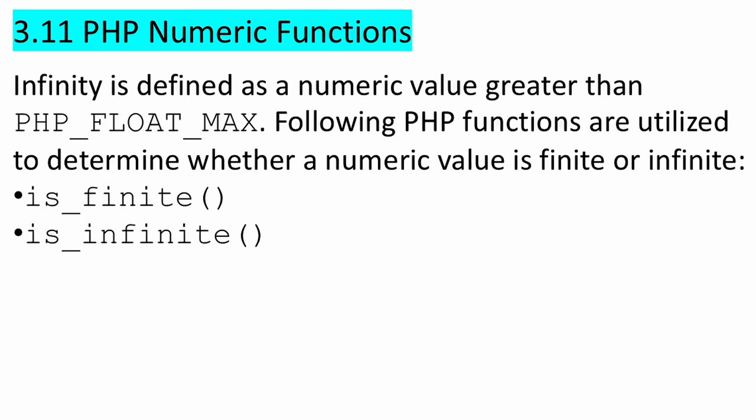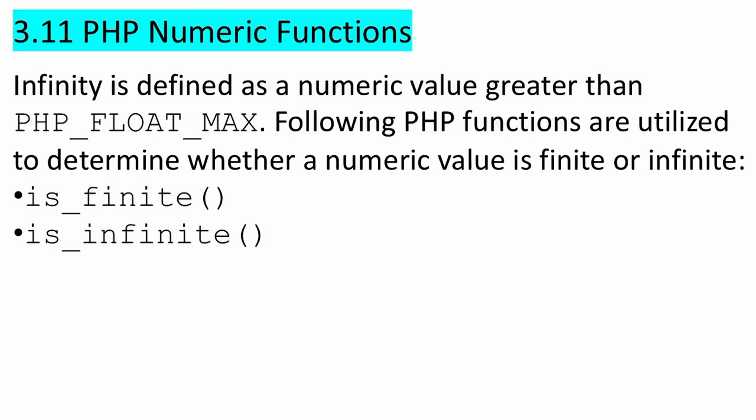In PHP, numbers can have special properties, especially when they grow beyond the limits of normal numerical values. Infinity is one such concept. It refers to a number that is greater than the maximum possible floating point value in PHP, which is defined as PHP_FLOAT_MAX. So, whenever a numeric value exceeds this limit, PHP treats it as infinity. To check whether a given number is finite or infinite, PHP provides two very useful built-in functions, is_finite and is_infinite. These functions help you test the nature of a numeric value.